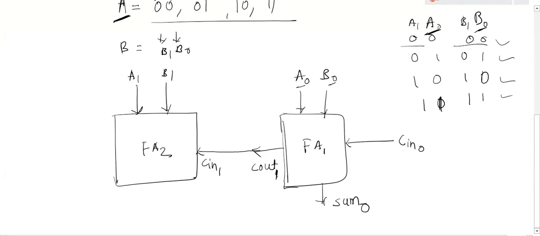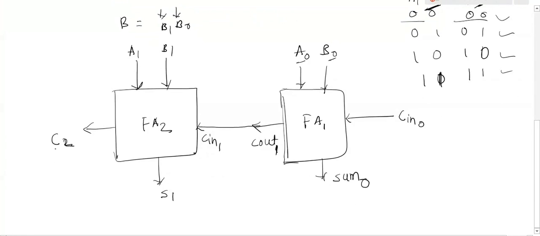Now the full adder is accepting three variables, 1 bit, 1 bit, 1 bit, and it is generating the output as a sum 1 and the carry 2. Clear? Now this is the final output, that is the carry generated and the sum generated by the full adder 2.